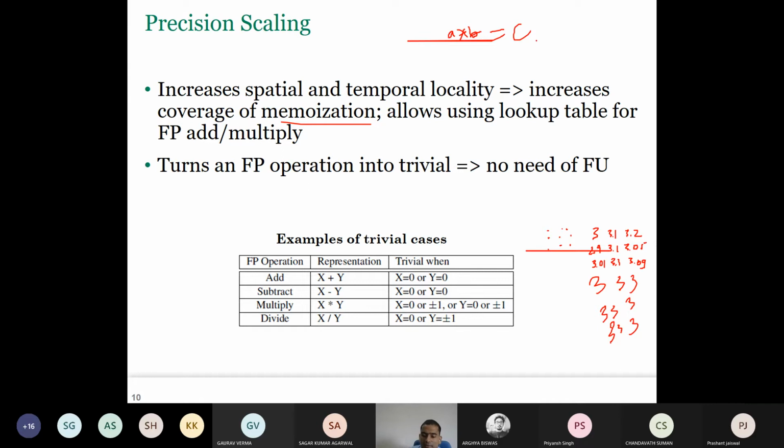So what you can do, you can store this result in a table. So you have the input numbers, suppose 7, 8, and then you can store the answer 56. Next time, when you see one operand to be 7 and another operand to be 8, you don't actually multiply them. You just take the value from here, you read it, and that will give you the answer. It is just like log tables, right?